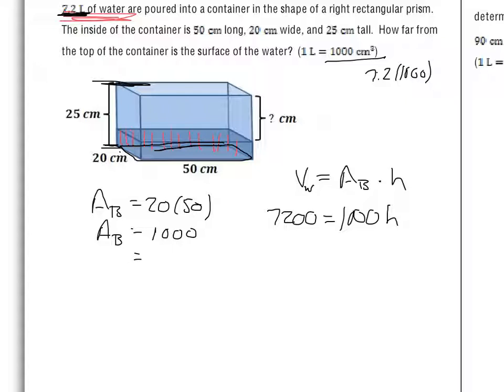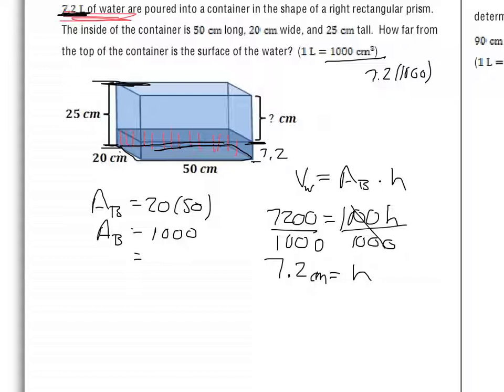You should identify that in order to solve this equation, the one inverse operation we need to do is to divide by 1,000. I divide both sides by 1,000 to solve the equation. This cancels out, leaving me with h is equal to 7.2 centimeters. So our height is 7.2 centimeters. This is the height of the water.